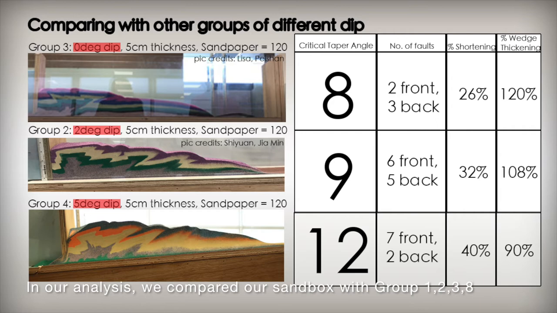In our analysis, we directly compared our final sandbox to those of groups 1, 2, 3, and 8. First, we compared with groups 2 and 3, with different decollement dip. From this slide, we see that a steeper dip seems to imply a larger critical taper angle and greater shortening. However, the percentage increase in wedge thickness seems to decrease, which contradicts the greater shortening that is observed. This could be explained by parallax error and sand loss, especially for our own model, or it could also be explained by the shape of our final wedge.